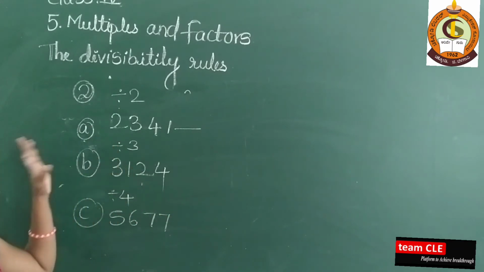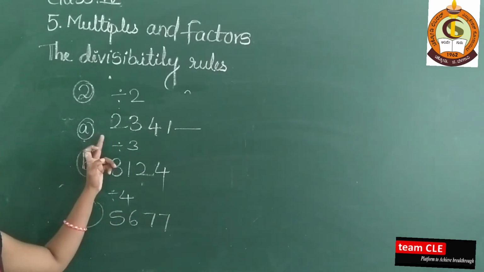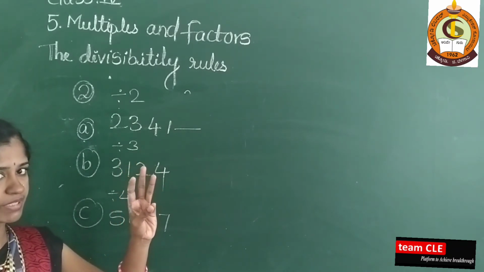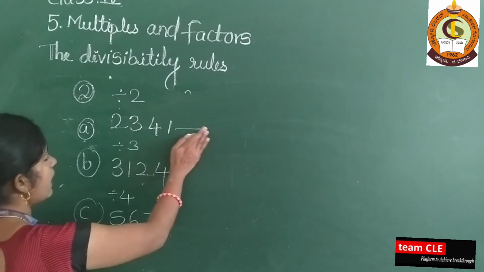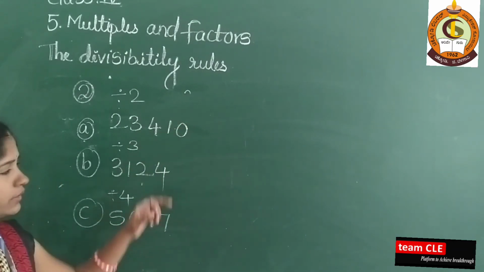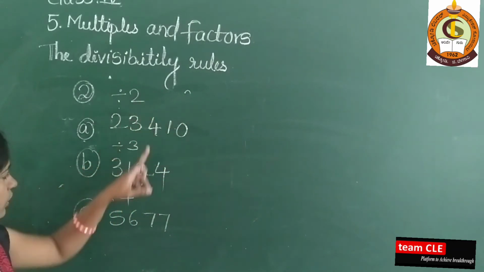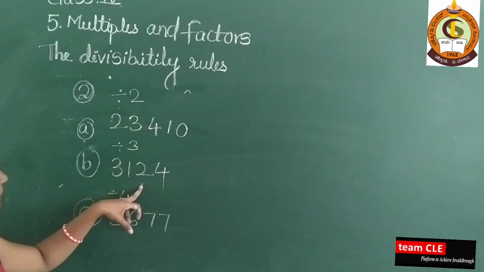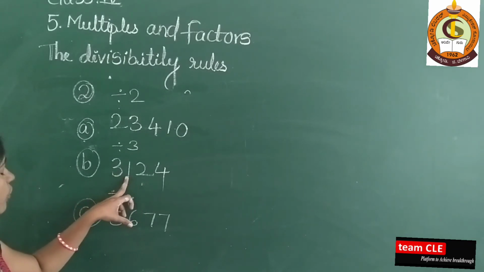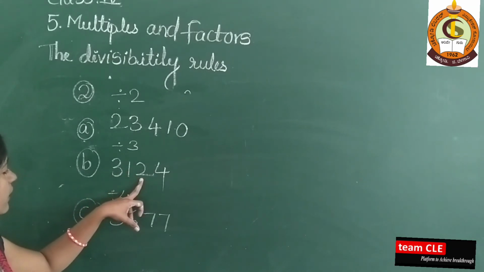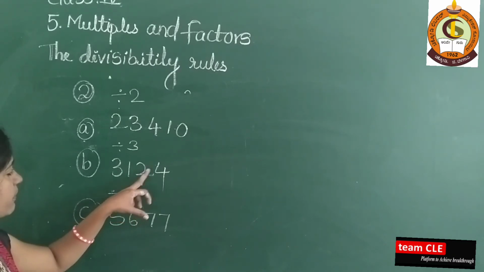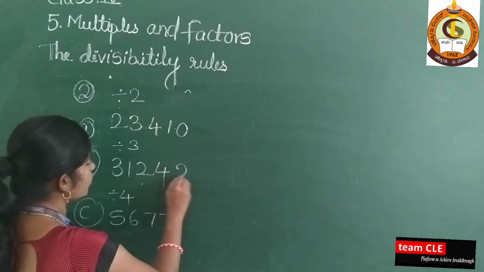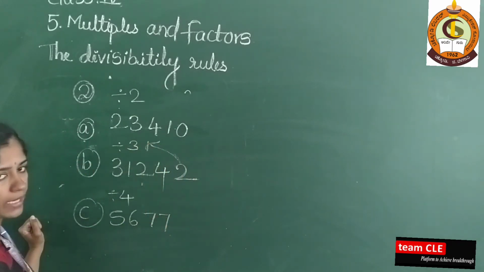See here, dear students, already you know the divisibility rules. In 1's place 0 2 4 6 8 is there, which means that number is divisible by 2. Here 1 is there, which means I will add 0 here. Then this number is divisible by 2. Here 3 1 2 4 is there. Divisible by 3 means 3 plus 1 is 4, 4 plus 2 is 6, 6 plus 4 is 10. That means I can't divide this number, so I will add 2 here, then this number is divisible by 3.